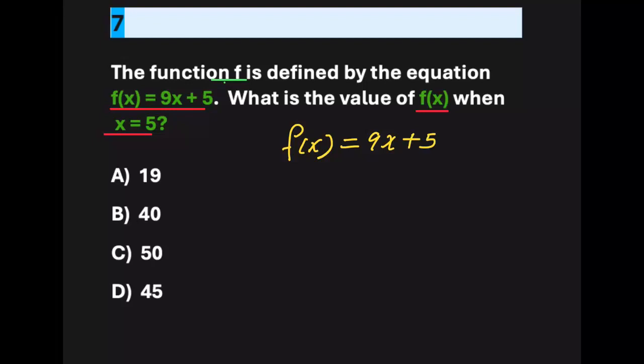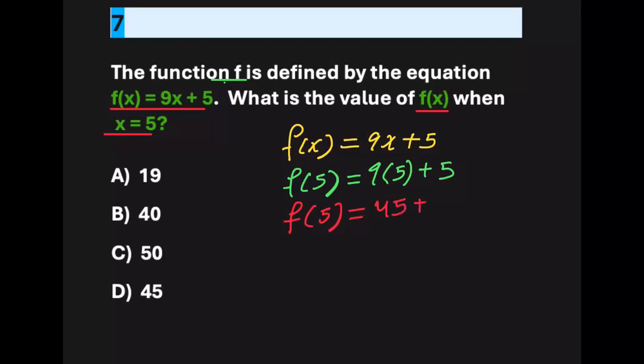When x is 5, we substitute 5 for x. We have f of 5 is equal to 9 times 5 plus 5. So f of 5 is equal to 9 times 5, which is 45, plus 5. f of 5 is equal to 50. And the answer is right here. Let's go to number 8.